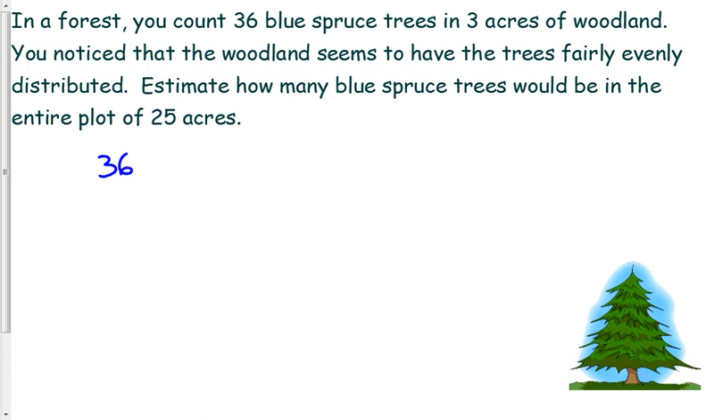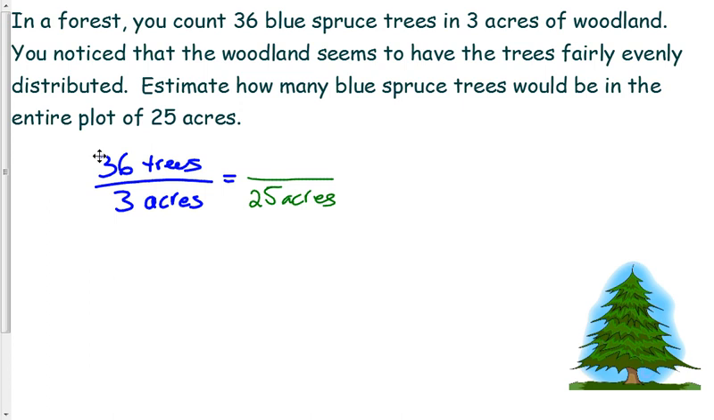So we count 36 trees in 3 acres. And so we're trying to figure out how many would be in 25 acres. The reason I put the labels on here is because I have this 25, it's easier for me to figure out where the 25 goes. Because I know trees over acres is going to be equal to the number of trees over an acre. It's simply a proportion. So this is X number of trees.